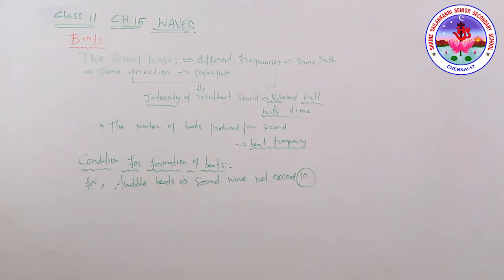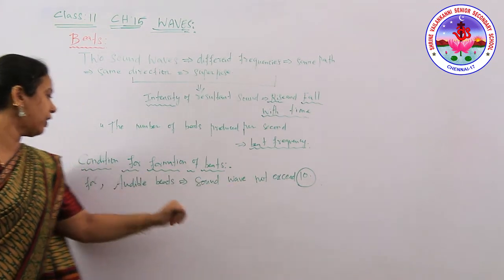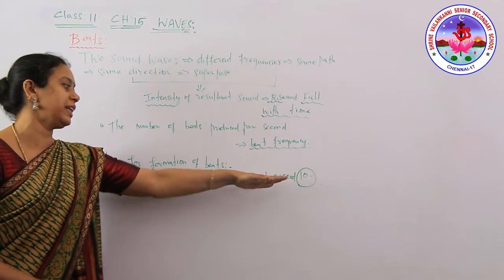Now, the essential condition for the formation of beats: for the beats to be audible, we need a proper audible beat. So the difference in the frequency of the two sound waves should not exceed 10 per second. If the difference is more than 10, we would hear more than 10 beats per second. But due to the persistence of hearing, our ear is not able to distinguish between two sounds if the time gap between them is less than 1/10th of a second. So the beats will not be distinct if the number of beats produced per second is more than 10. Got it? That is why the audible beat frequency should not exceed 10.